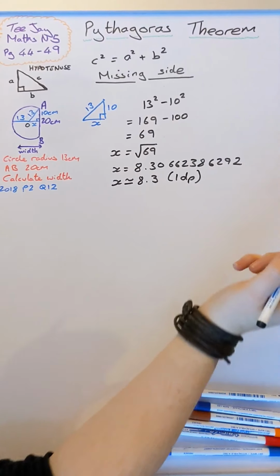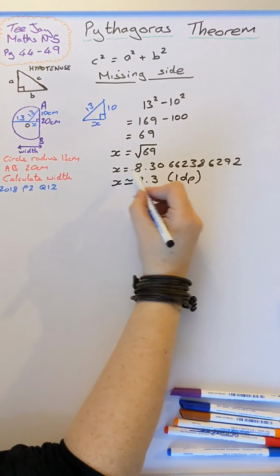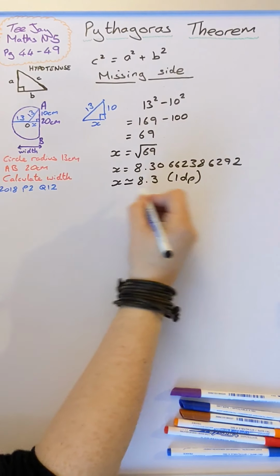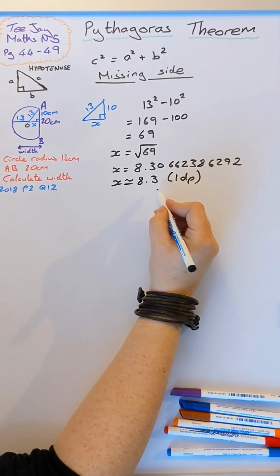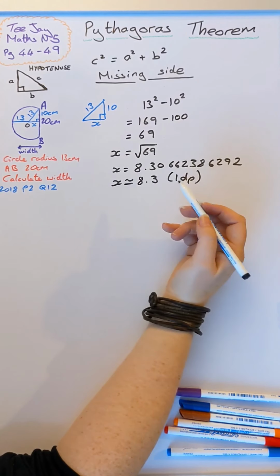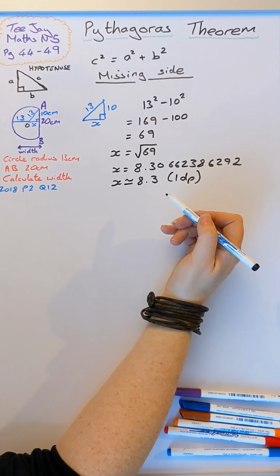Now in an exam, it's a good idea to write out that number that your calculator gives you as well as your rounded answer. Sometimes they're very picky about giving you your answer. You have to show the unrounded one because they're testing to see how well you round.